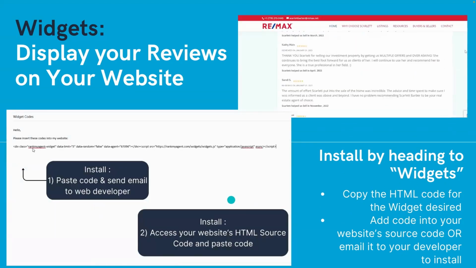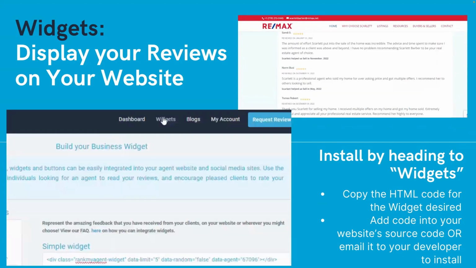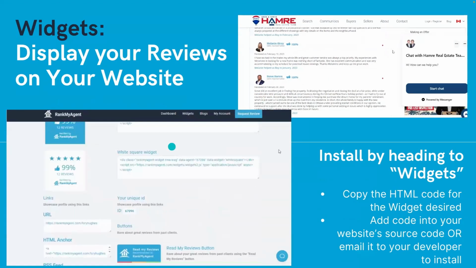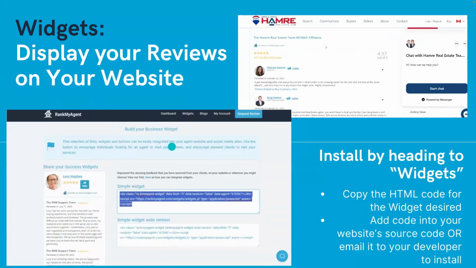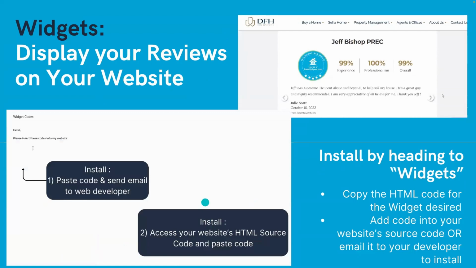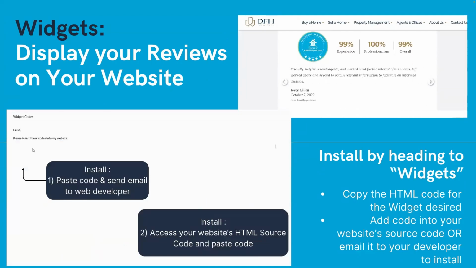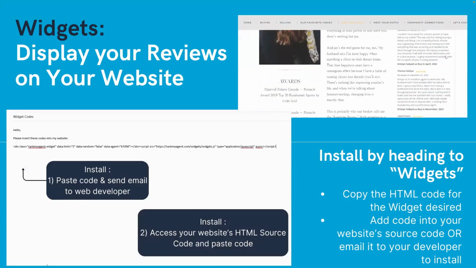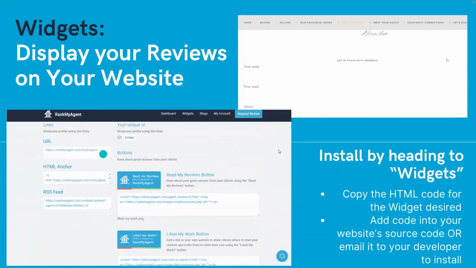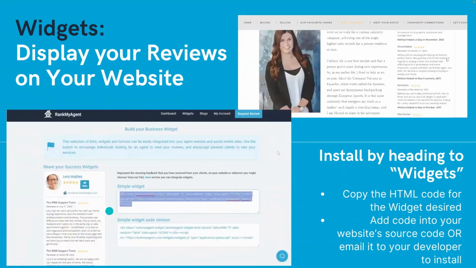Installing these widgets is super easy. Within that widgets area, there is an area to copy the code. Either you can copy this code and send it to your web team, or, if you're web savvy, just paste it onto your HTML source code. And once you do that, all of the live reviews from RankMyAgent would display, or you can pick one of these badges as well.